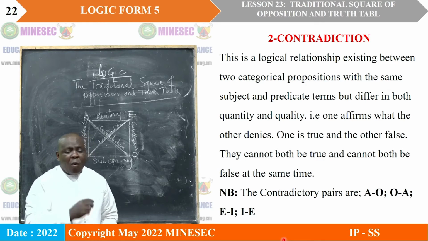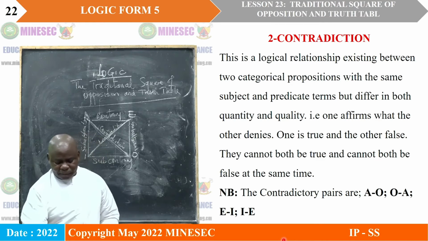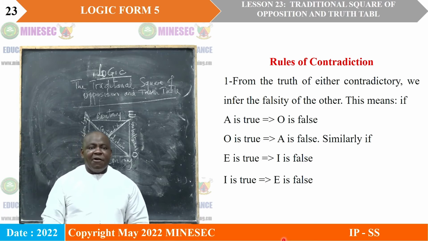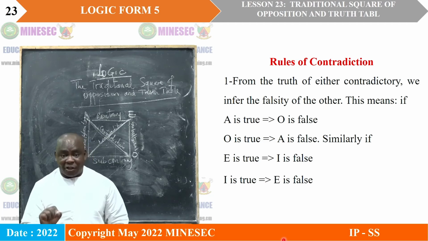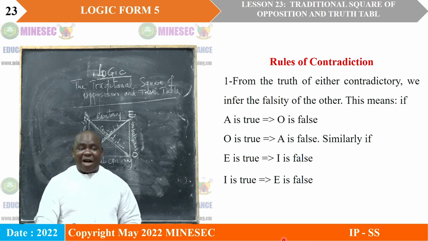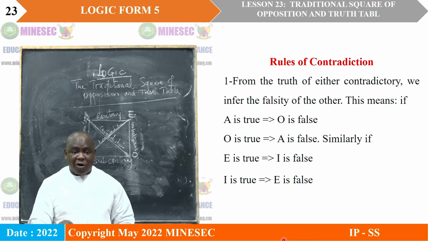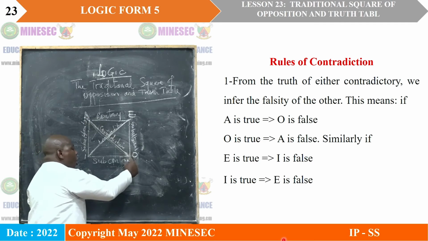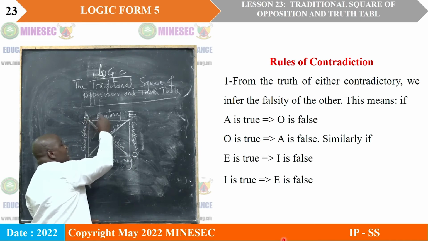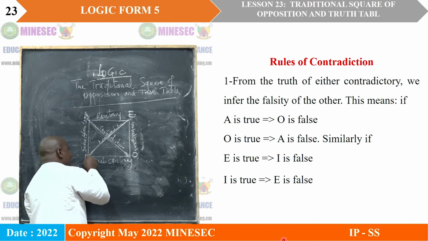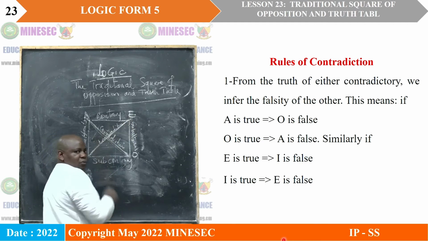Now, what are the rules of contradiction? Rule of contradiction states, first, because there are two of them, from the truth of either contradictory, we may infer the falsity of the other. Which means that if A is true, O is false. If O is true, A is false. If E is true, I is false. If I is true, E is false.